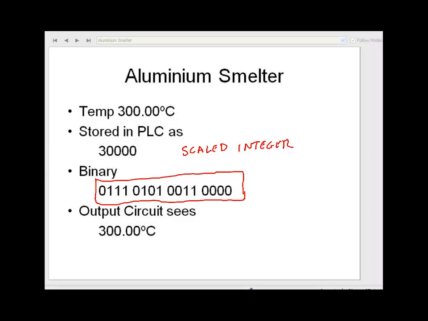The output circuit also looked inside that to decide how many heaters to turn on. So the input circuit took in 300, scaled it, and chucked it into a binary location. The output circuit looked at that binary location and said, okay, that is 300 degrees C. I'll turn some heaters on. And it's all going very well.